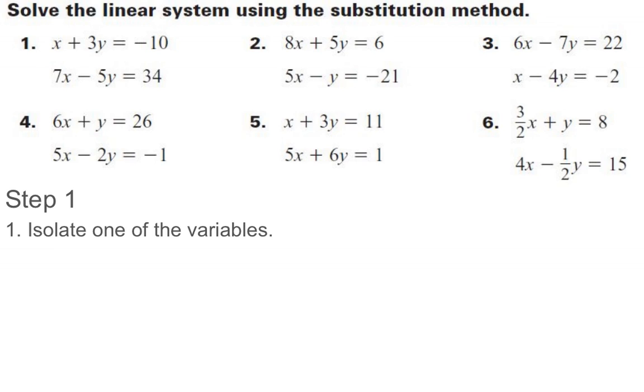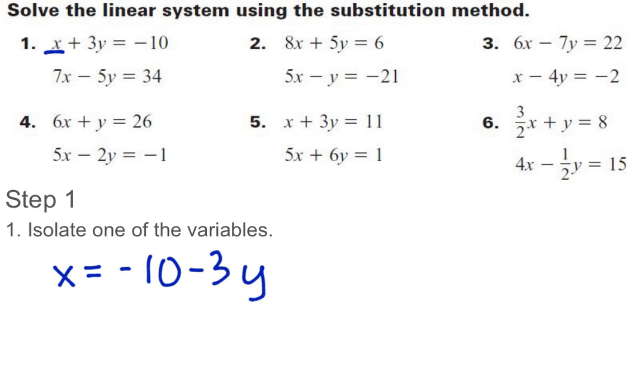The easiest variable to isolate would be variable x in the first equation, because its coefficient is 1. I'm not going to have to do a division step to get it isolated. All I would have to do in that equation is subtract the 3y from both sides, which would eventually give me x equals negative 10 minus 3y. So I'd have this equation here.